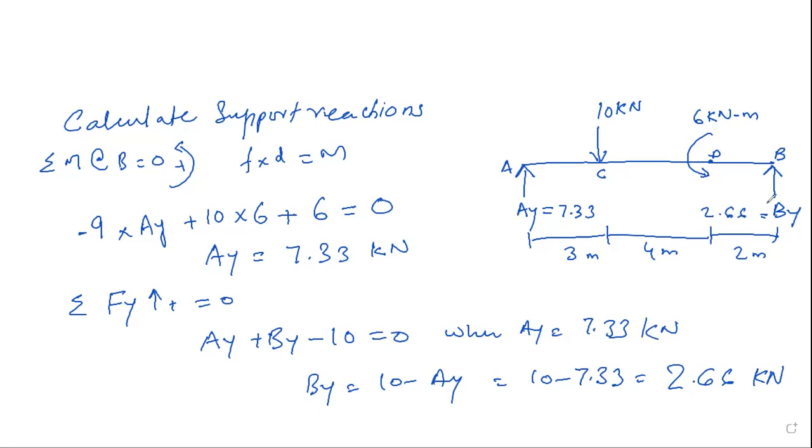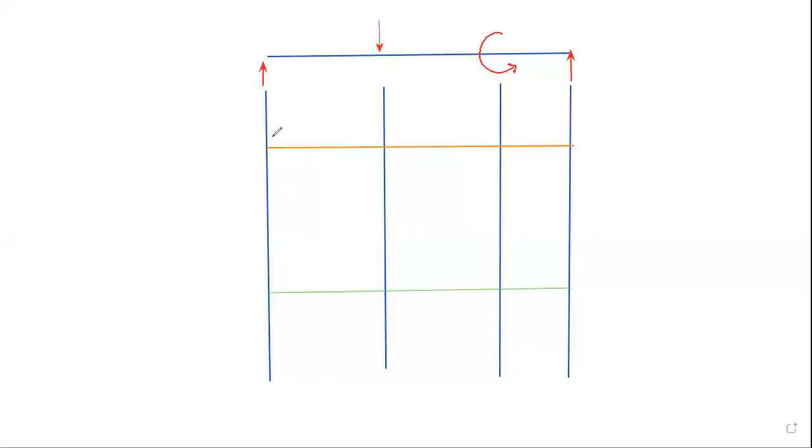Now, time to draw the shear force and bending moment diagram. So this is our basic platform in which we will draw the shear force and bending moment diagram. Here we have support A, here we have support B. The value of AY we calculated is 7.33, and BY was 2.66. So this is 10 kilonewton and this is 6 kilonewton meter. This is point D and this is point C.